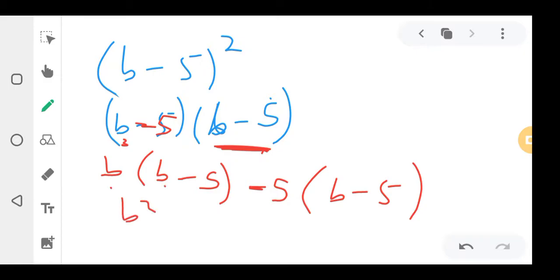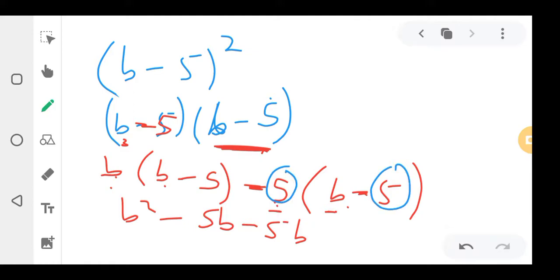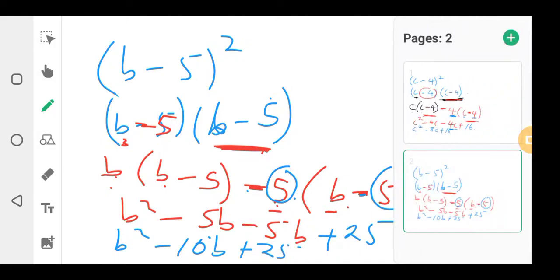B times b, b squared, minus b times 5, 5b. 5 times this b, 5 times b, because bracket means times. So 5 times b, negative 5b. Negative 5 times negative 5. You are not adding this 5 with that 5. There's a negative here, and this negative, they will form a positive. 5 times this 5 will be 25. You are not adding these numbers. And then it will be b squared minus 5b minus 5b, giving me negative 10b, plus 25. Okay? So that's how you do it.